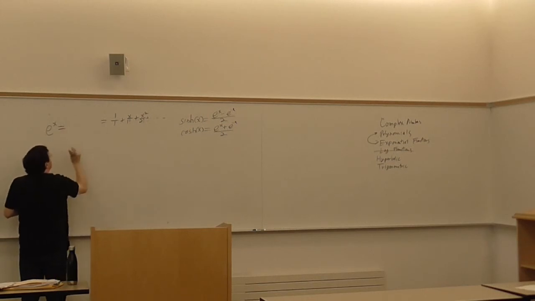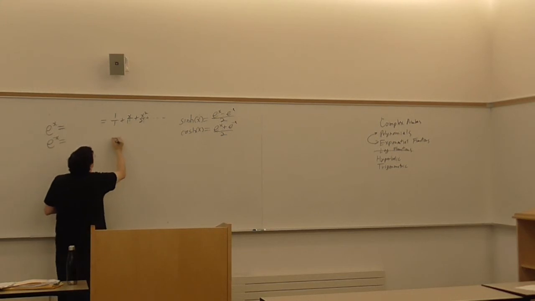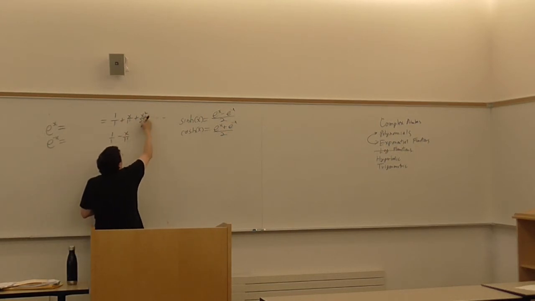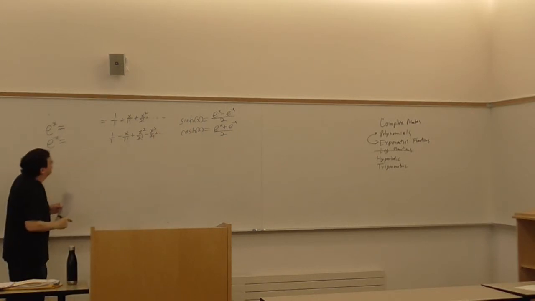Well, I'll just leave e to the x up and see what e to the minus x is. It's going to be 1. Well, 1x is going to be minus x over 1 factorial. 2x's, well, the minuses will cancel, so it'll be plus. And then you can see all the odd terms, they're going to switch.